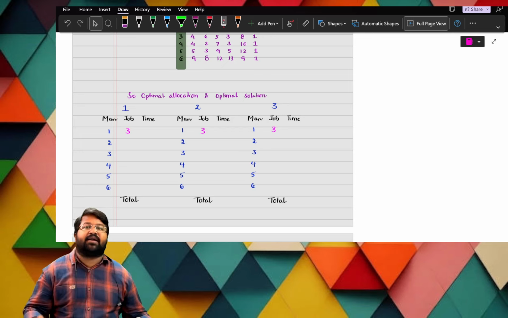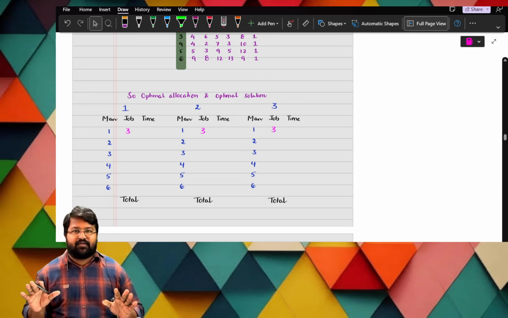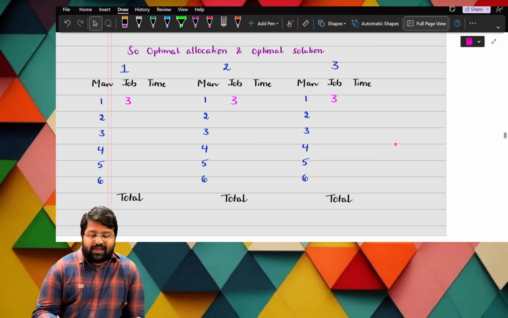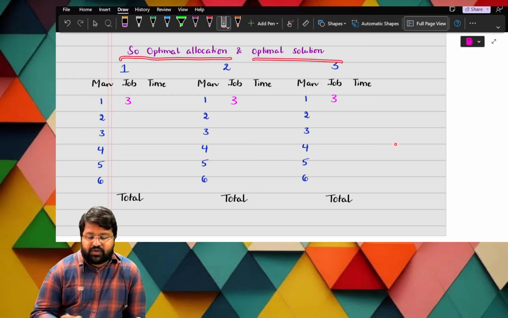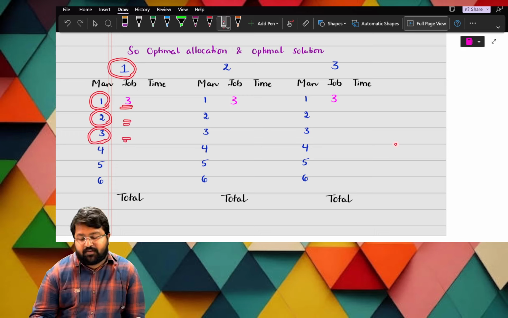You have to take this part as homework, ma. And in the next session, we will tell the part. Okay. So this is the optimal allocation, optimal solution. Sir, in option number one, for men 1, what is the job allocated? For men 2, what is the job allocated? For men 3, what is the job allocated? For men 4, what is job allocated?